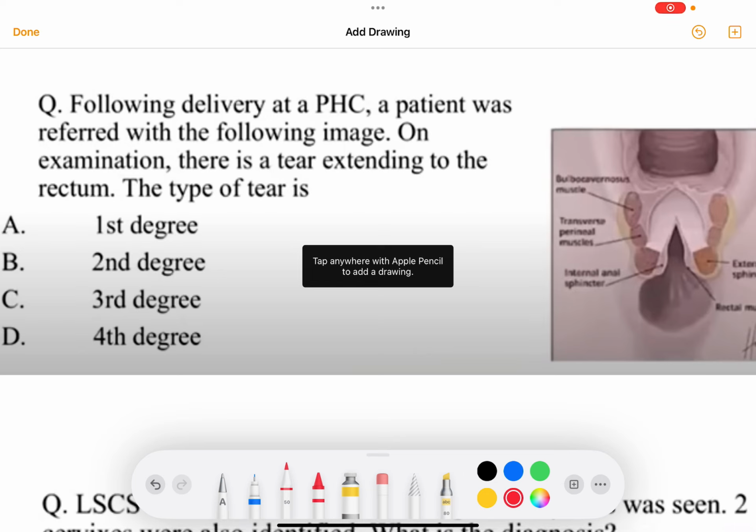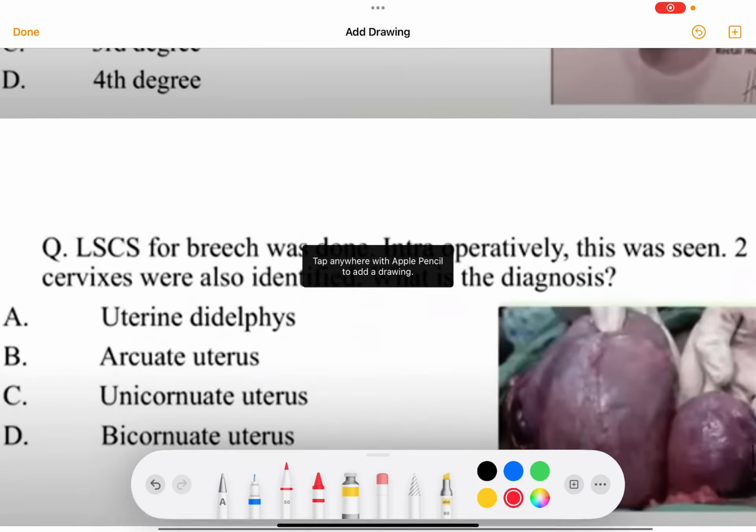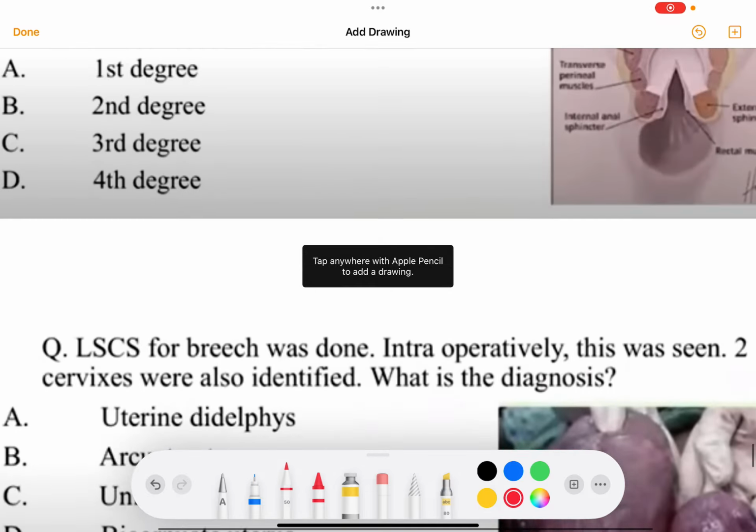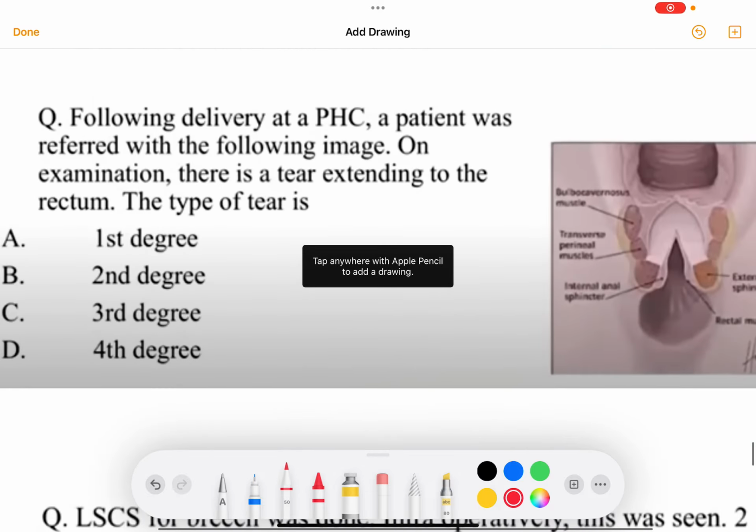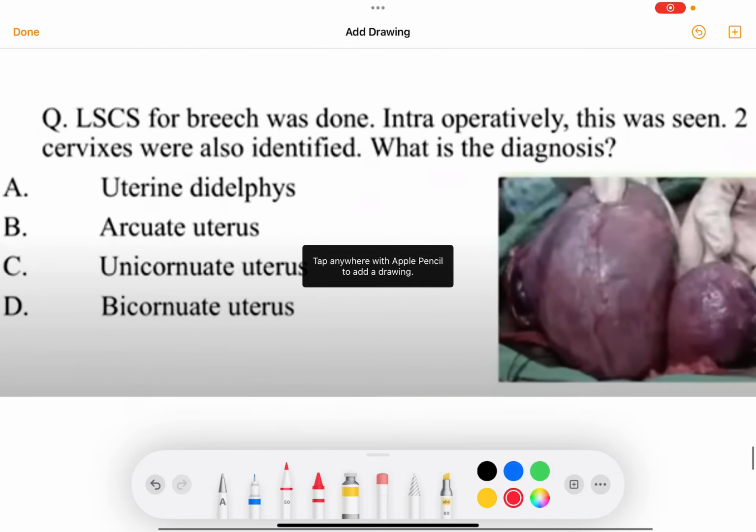So repair will be, you have to repair it layer wise. First you will repair the anal mucosa, then you will repair the internal anal sphincter, then the external anal sphincter, then the perineal muscles, and then the vaginal mucosa. So similarly, in the first 48 hours, if you diagnose, then you stitch it. Otherwise, you stitch it after 3 months, 6 weeks to 3 months, okay, because inflammation will be there.